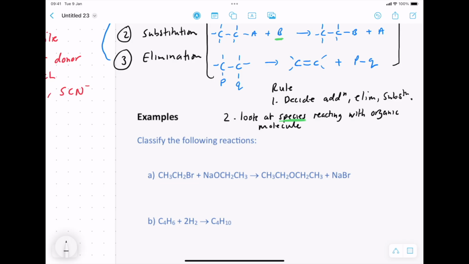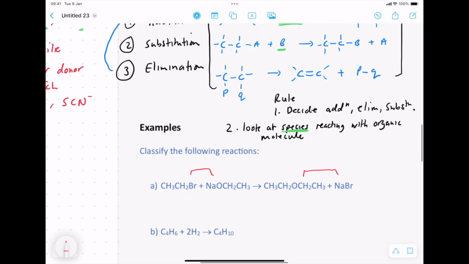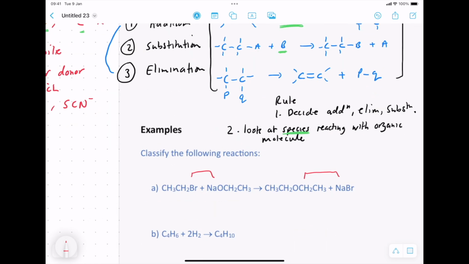Classify the following reactions. So we have A, which is bromoethane plus sodium ethoxide goes to product, which is an ether, plus sodium bromide. So immediately I can see that two things are turning into two new things. What fits that definition? Well, I've just written it there. It's substitution. So it's something substitution.